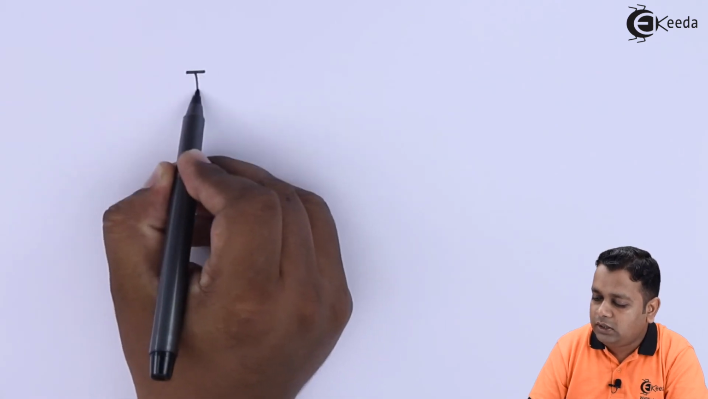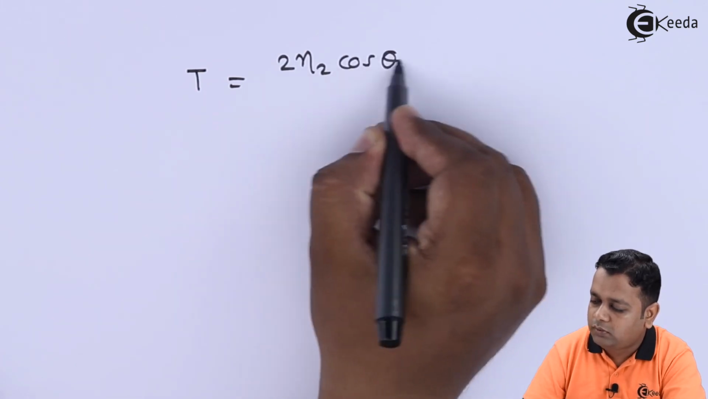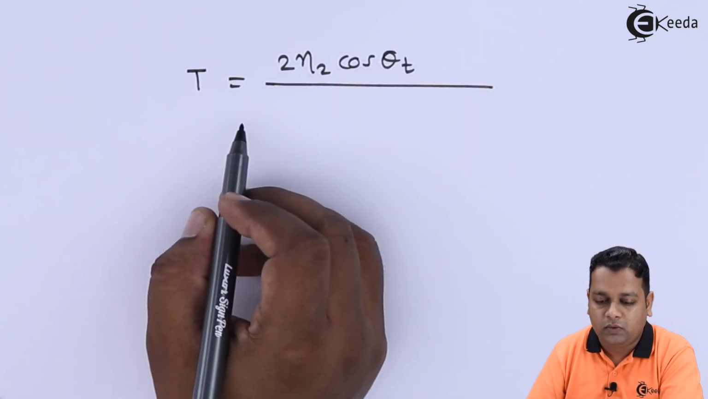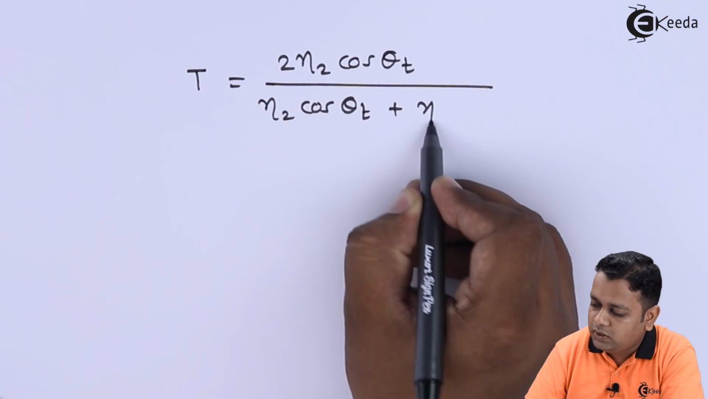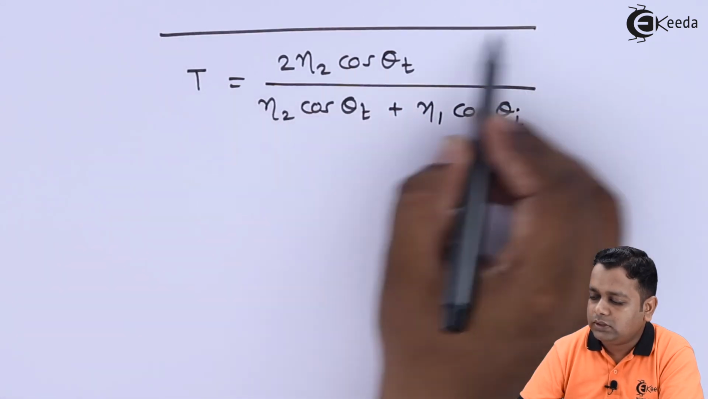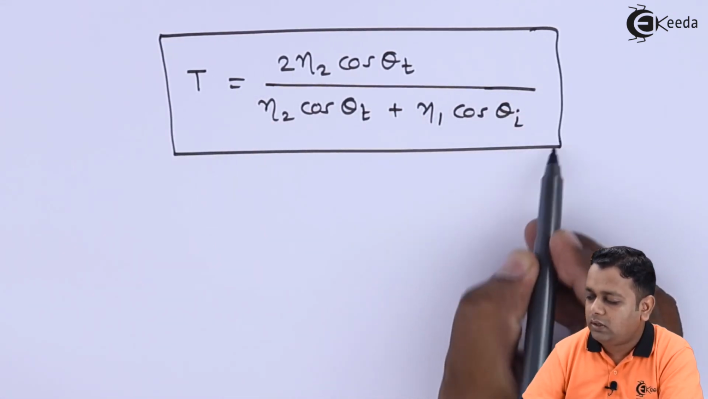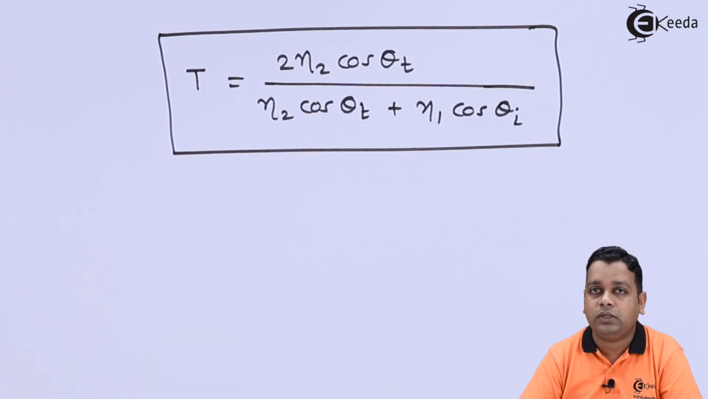As we have formulated the reflection coefficient for E in the plane of incidence, we can also formulate the transmission coefficient. The transmission coefficient is given by capital T, which is equal to twice eta 2 multiplied by cosine of the angle theta suffix t, divided by eta 2 cosine of theta suffix t added with eta 1 cosine of theta suffix i. So this is the transmission coefficient; earlier was the reflection coefficient, for the case considered that E is in the plane of incidence.